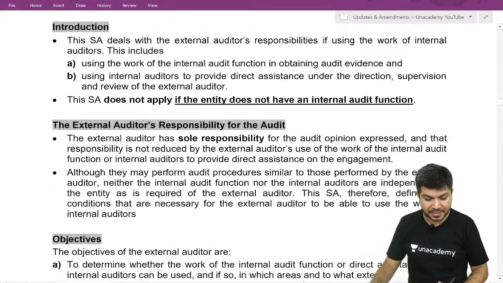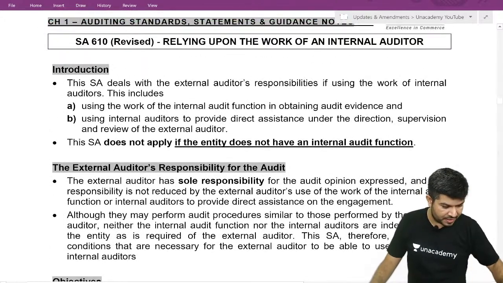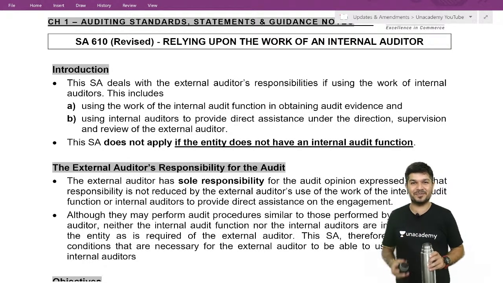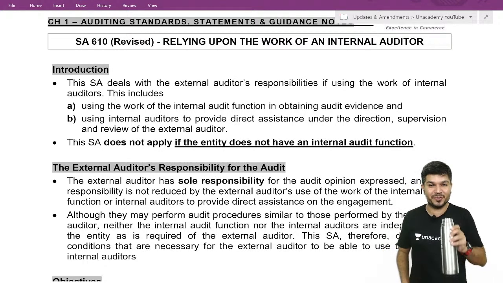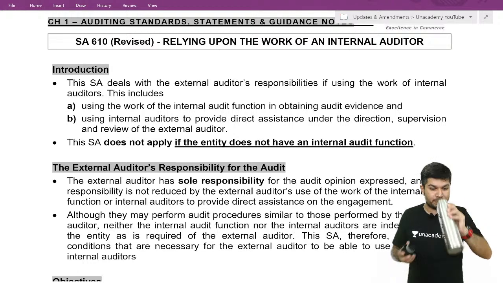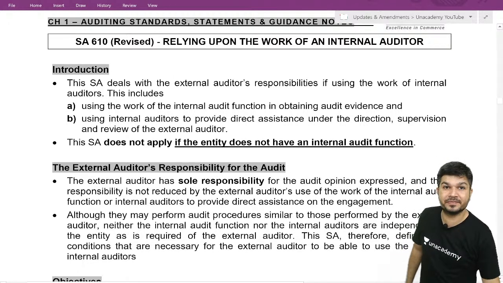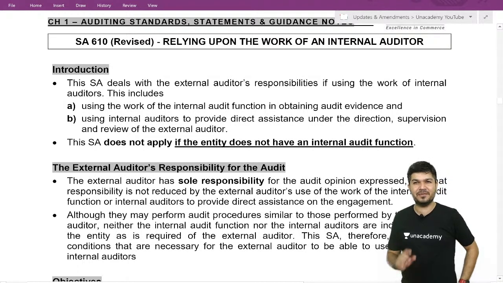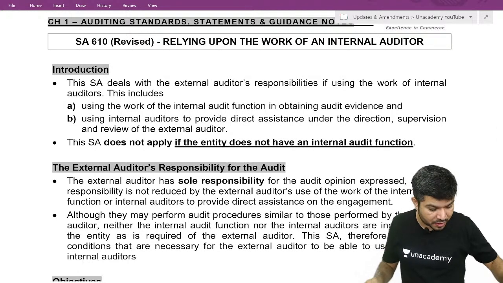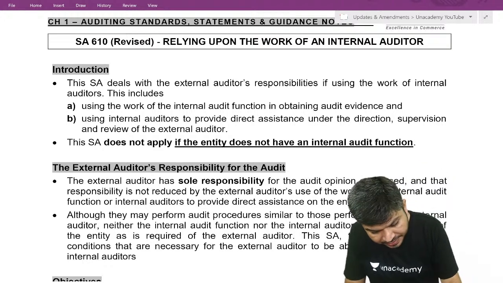Now going to SA 610. Three standards to be done, one over, two more to go. Next, SA 610. Now, this is a very interesting one. SA 610, using the work of an internal auditor.